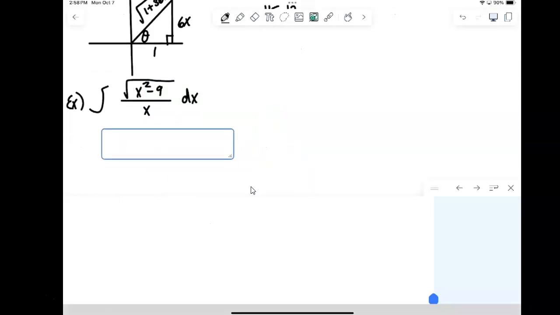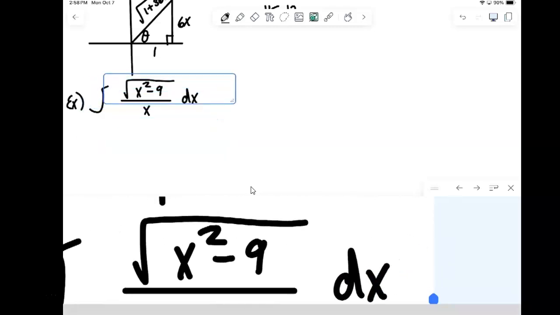Of course, unfortunately, if this was the other way around, x over the square root, we wouldn't even need a trig substitution. We could just go through the problem. But that's not what we have. So let's start to work with what we have.